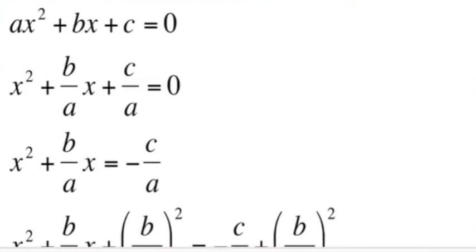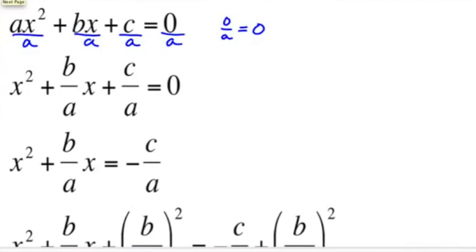So first we're going to start with ax squared plus bx plus c equals 0. I want to get x by itself. First thing I'm going to do is divide everything by a. So you'll notice I divided ax squared by a, bx by a, c by a, and even 0 by a. And as we know, 0 divided by anything is just going to be 0. Not the other way around. That causes an error message.